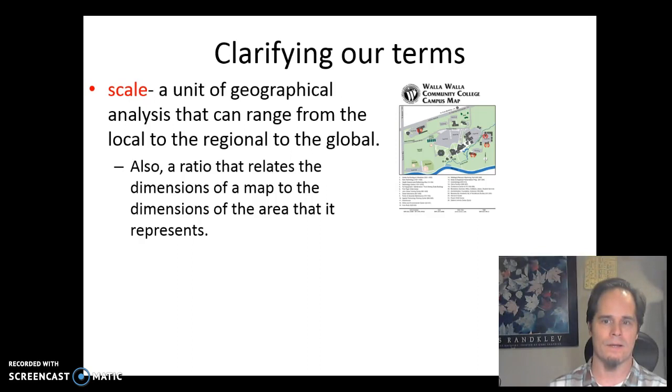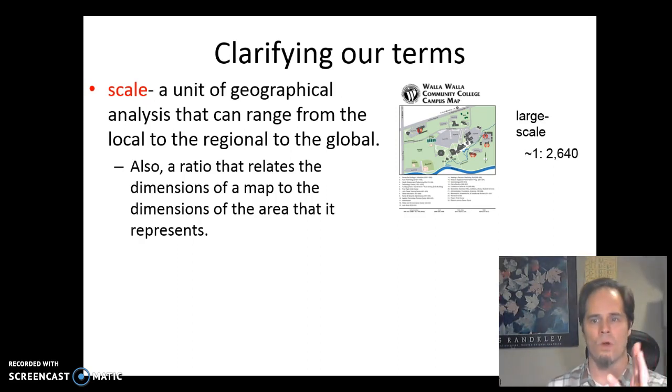So again, that map of Walla Walla Community College is a large-scale map because it represents roughly, this is different from what I said in class today, each one, call it inch or foot, corresponds with 2,640 inches or feet, depending on the units you use. What you see is 1/2,640th of the actual area depicted by the map. So this is a large-scale map.